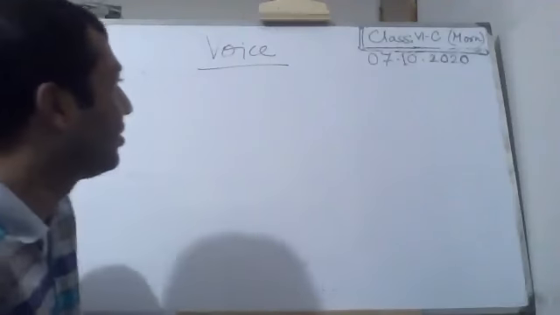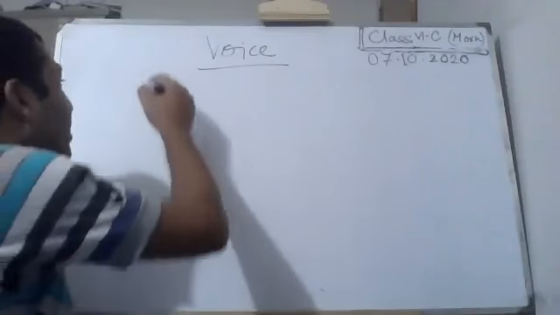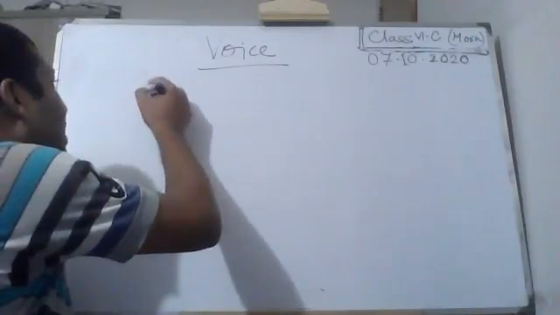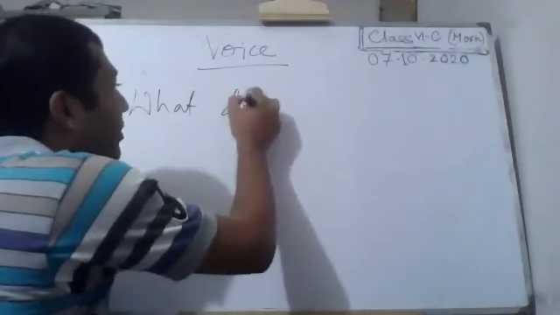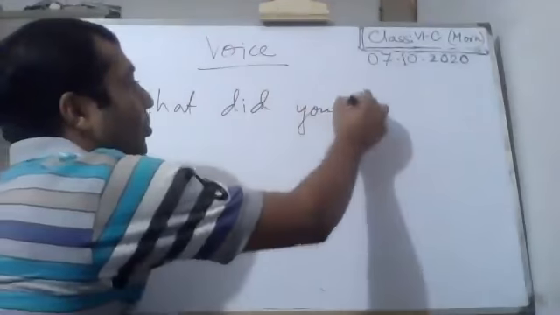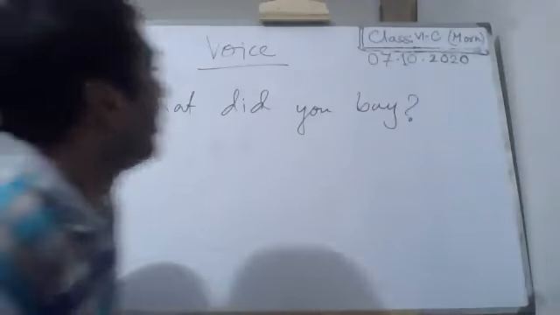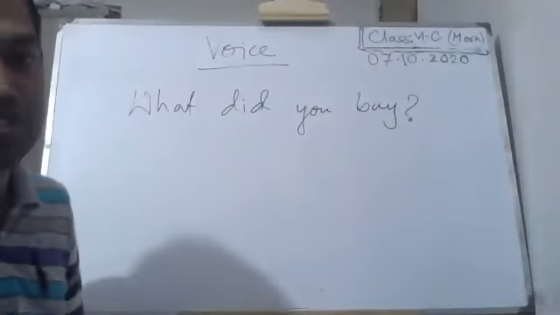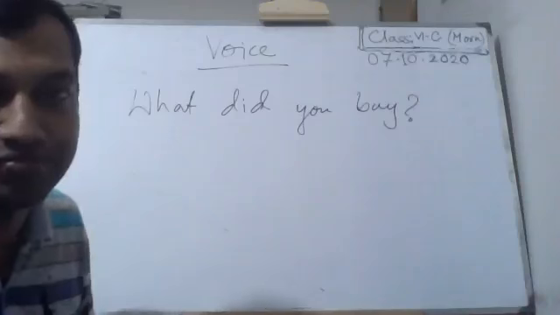The first rule is in the active sentence. For example, let me give a sentence. What did you buy? What did you buy? This is a WH question. And if you are asked to make it passive, how will you do it?